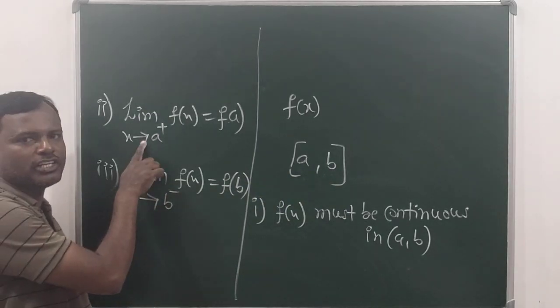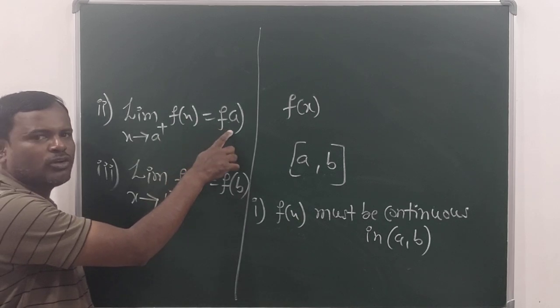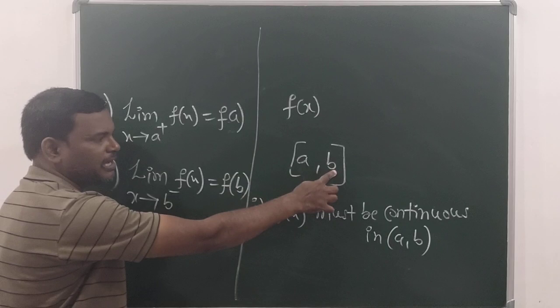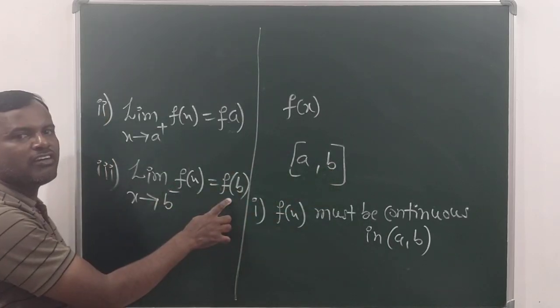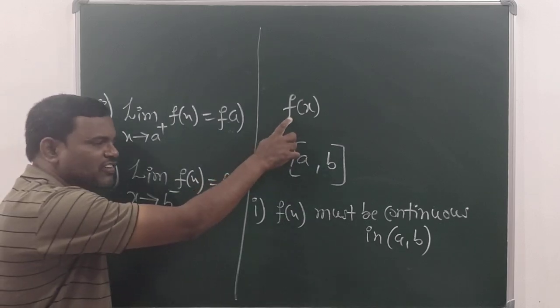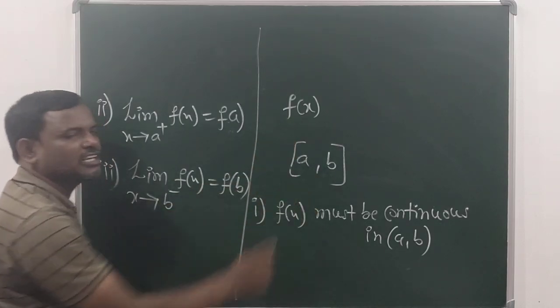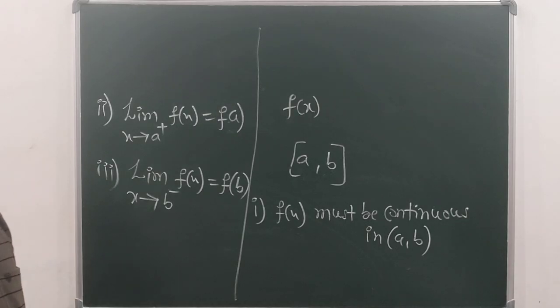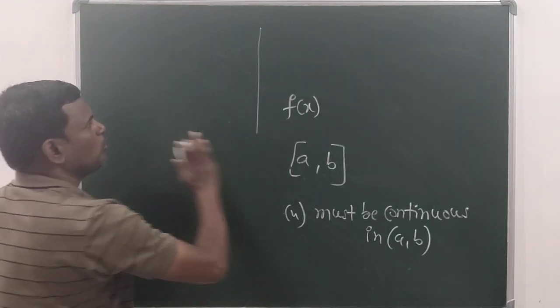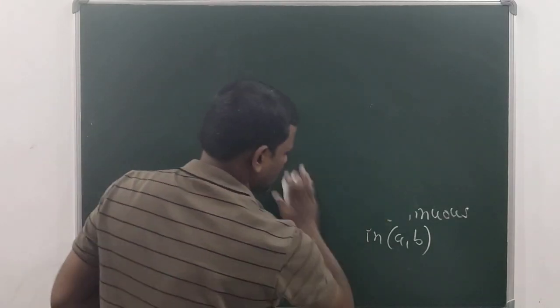Okay, right continuous means right hand limit must be equal to value of the function at a. Left hand limit at b must be equal to value of the function at b. Then we can say that this function is continuous in this interval a to b. Right. I hope you have understood these 3 points.